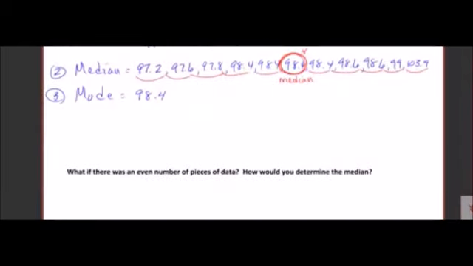If there was an even number of pieces of data, you would just rank them, and you would find the average of the 2 middle pieces, the 2 middle values.